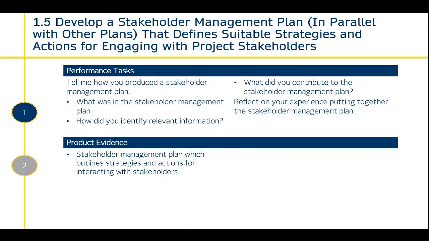1.5. Develop a stakeholder management plan in parallel with other plans that defines suitable strategies and actions for engaging with project stakeholders. This outcome is about putting all of the stakeholder plan together. So you've identified, you've assessed, you've put together a stakeholder map, you've worked out the risks associated with stakeholders. How do you document that and contribute towards a wider stakeholder management plan?